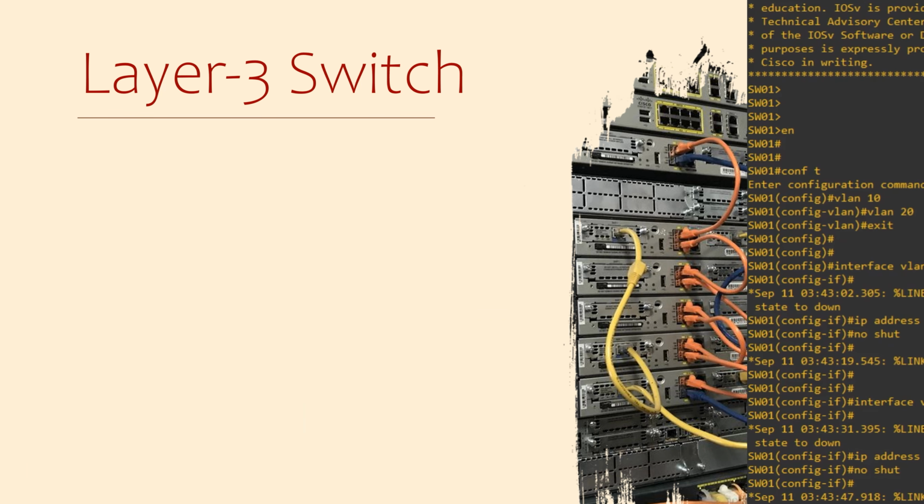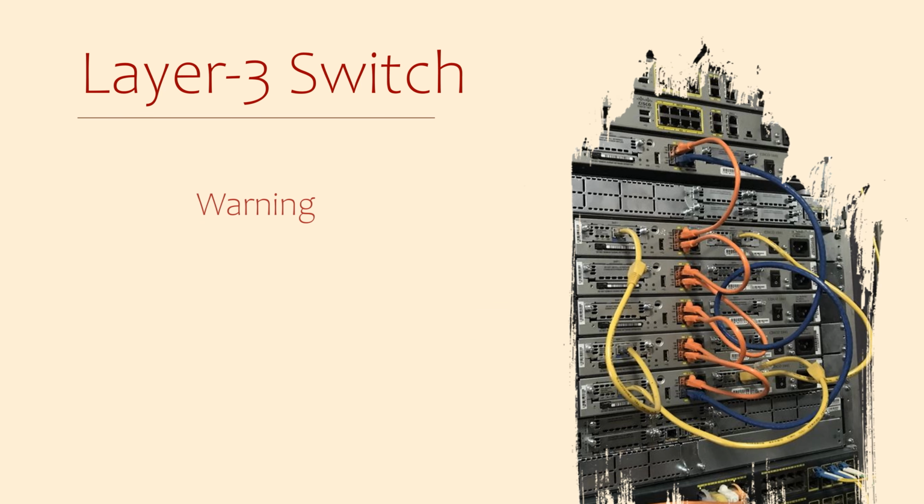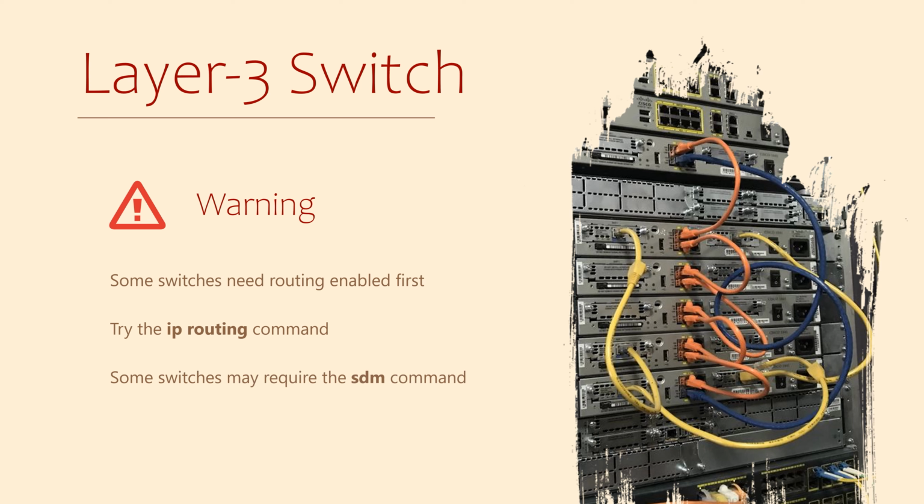At this point, I'd like to issue a small warning. Some switches need to have routing enabled. If it's not enabled, the commands we used won't work. If you suspect this applies to your switch, first try using the IP routing command. With any luck, it's just going to be that simple for you. In some other cases, there may be more complicated steps using an SDM command. If you need it, I have a link in the description that will show you how that's done.